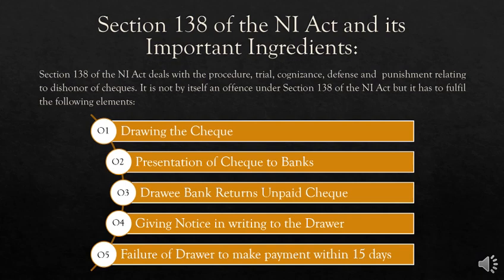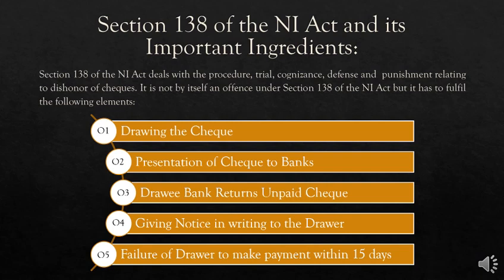Section 138 of the NI Act deals with the procedure, trial, cognizance, defense, and punishment relating to dishonor of checks. It is not by itself an offense under Section 138, but it has to fulfill the following elements. Firstly, drawing of the check. The check, which is a negotiable instrument under the Negotiable Instruments Act, has to be drawn for there to be a dispute that comes under the Negotiable Instruments Act.